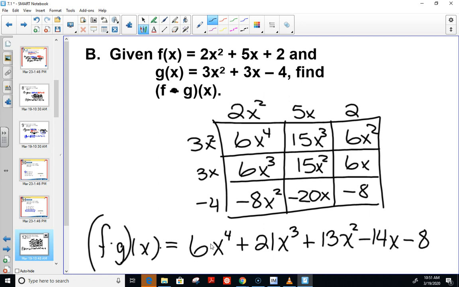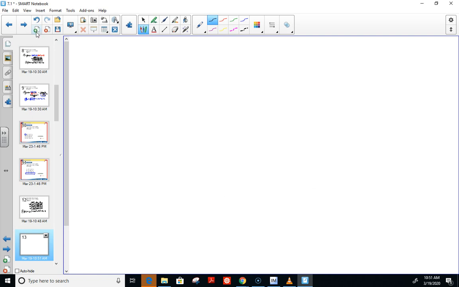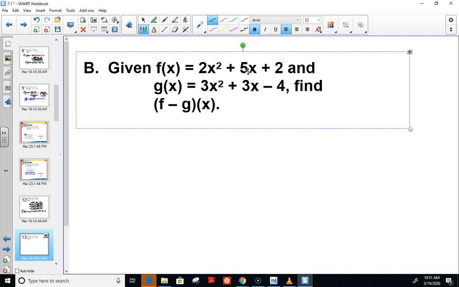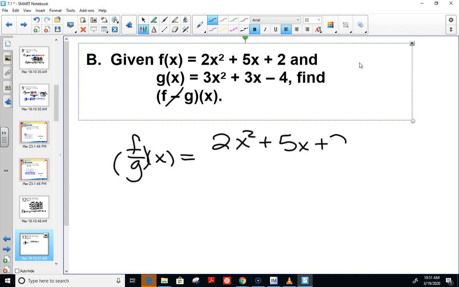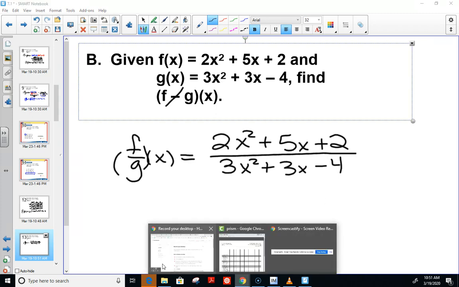And I'm going to insert another page, and we will just do a quick division one. So now I'm going to do division with that. And so we would want f divided by g of x is equal to 2x squared plus 5x plus 2 all over our 3x squared plus 3x minus 4. You guys pause this again to check your answers.